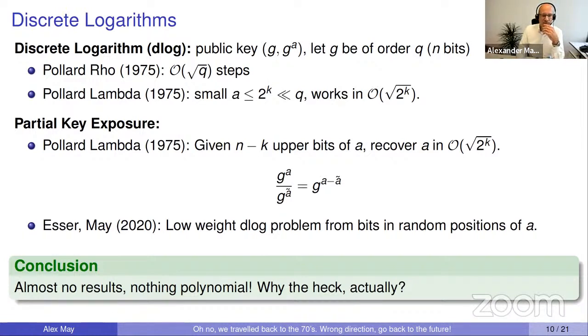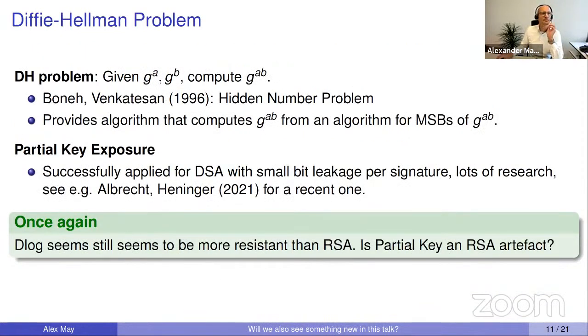So let me look at computational Diffie-Hellman. Maybe things are better there for a cryptanalyst, and actually it happens to be a little bit better. So let's recall the computational Diffie-Hellman problem. You are given g^a, g^b. You have to compute this Diffie-Hellman key, g^(ab).